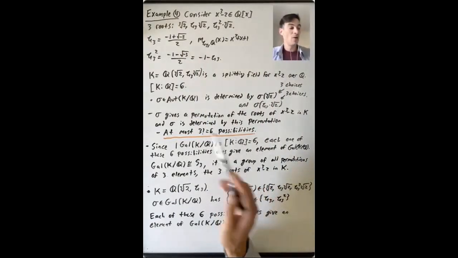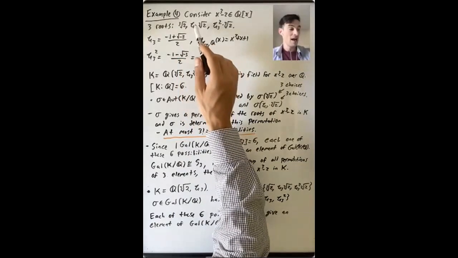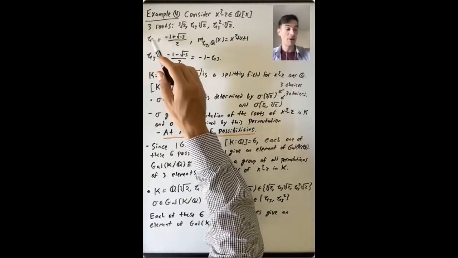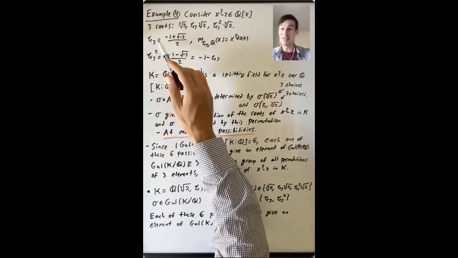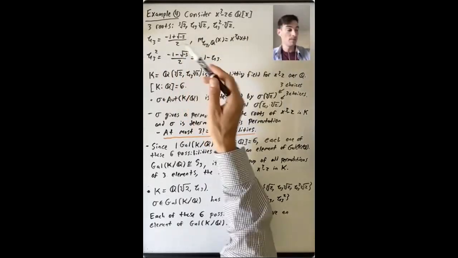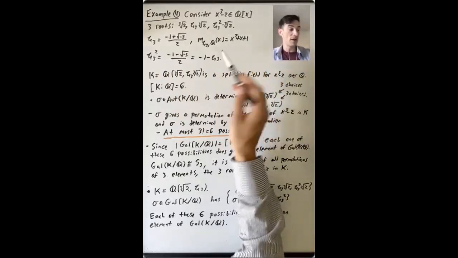And what do I mean when I write cube root of 2? I mean this positive real number that cubes to 2. And what do I mean when I write zeta 3? This is a primitive third root of unity. I'm going to pick the particular one that is e to the 2 pi i over 3, minus 1 plus square root of minus 3 over 2. This has minimal polynomial over Q, x squared plus x plus 1.